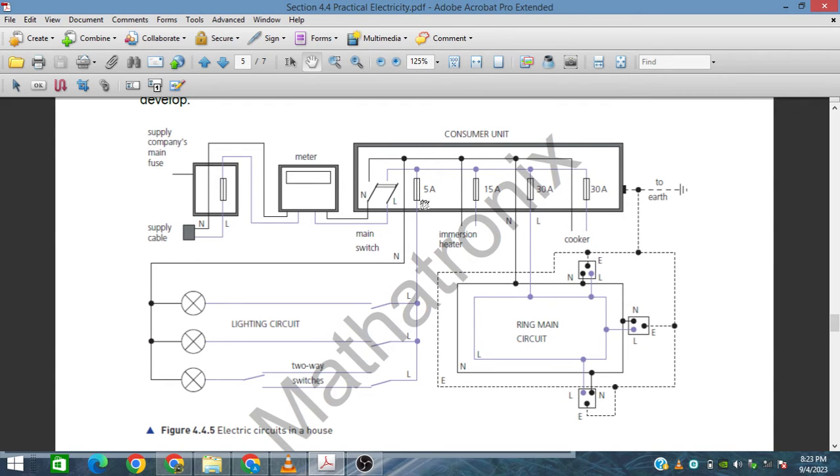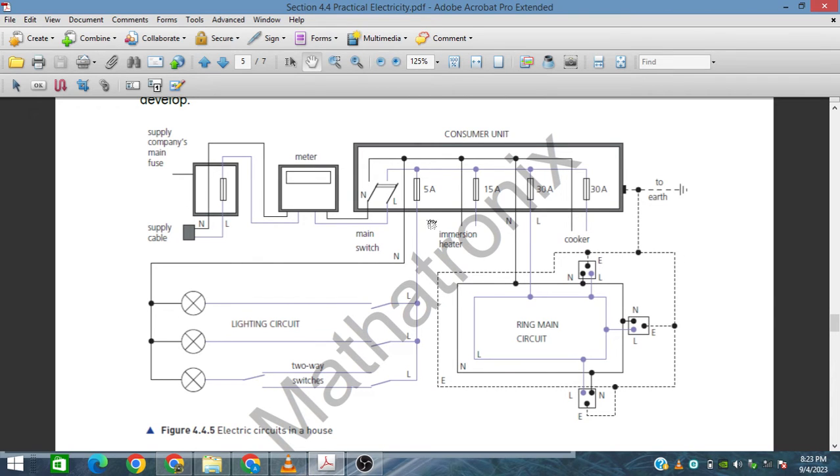Suppose the first supply goes to this lighting circuit, with this live wire and this neutral wire, and between the live and neutral we have some lighting circuits and some switches. Here we have a double switch. In this way we can switch off this circuit from either side.